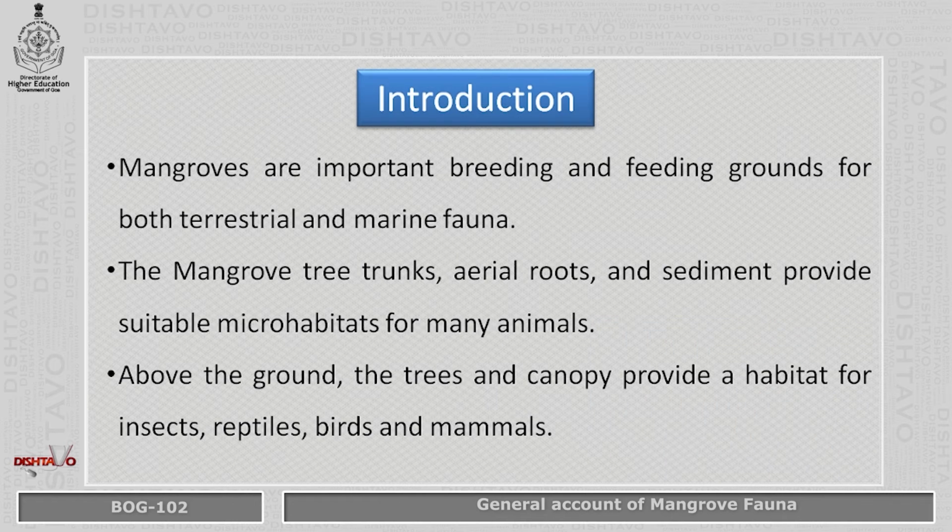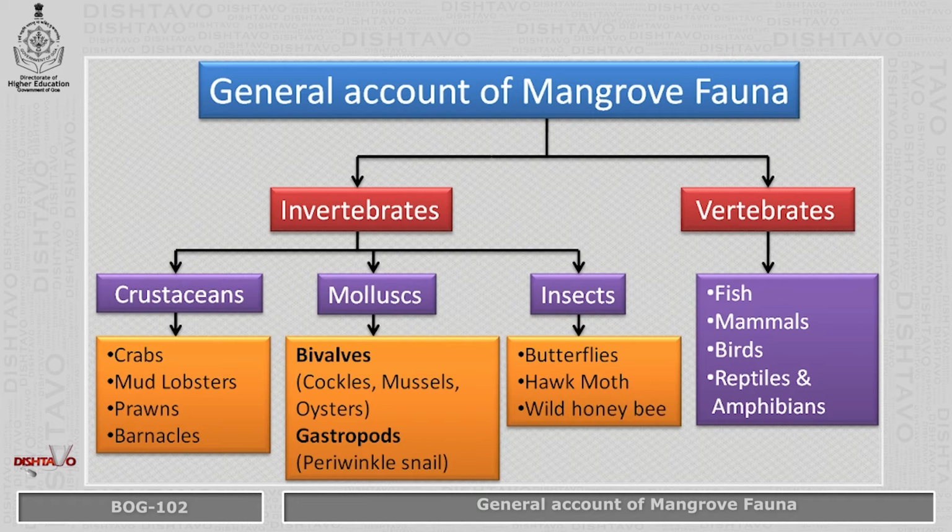mangrove environment. Coming to the introduction, mangroves are important breeding and feeding grounds for both terrestrial and marine fauna. The mangrove tree trunks, aerial roots and sediment provide suitable microhabitats for many animals. Above the ground, the trees and canopy provide a habitat for insects, reptiles, birds and mammals. Now, let us learn about the general account of mangrove fauna.